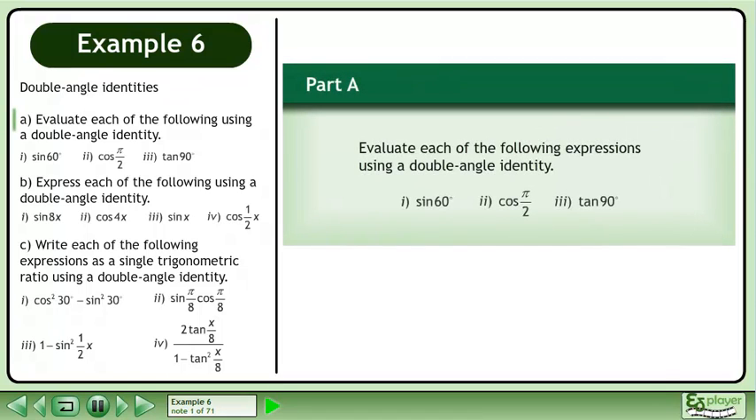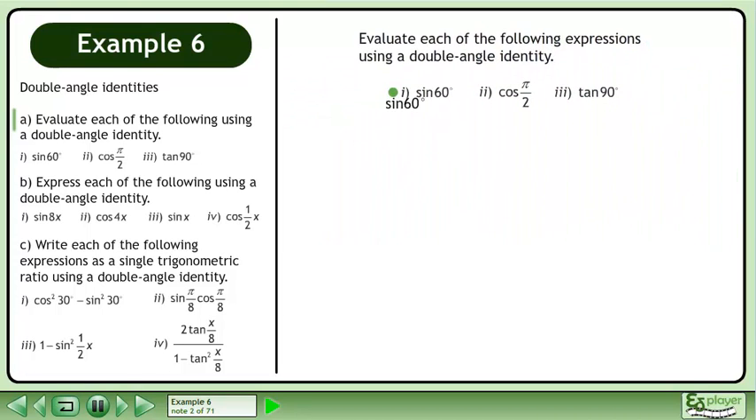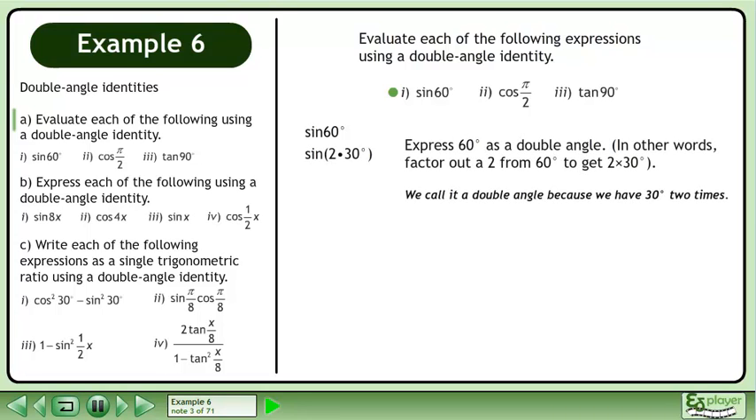In Part A, evaluate each of the following expressions using a double angle identity. We'll begin by finding the exact value of sine 60 degrees using a double angle identity. Express 60 degrees as a double angle. In other words, factor out a 2 from 60 degrees to get 2 times 30 degrees. We call it a double angle because we have 30 degrees 2 times.